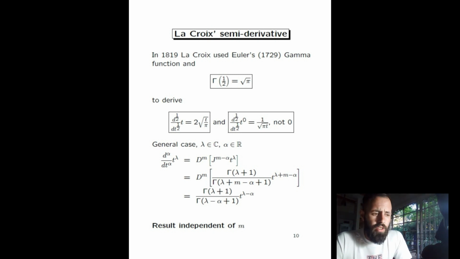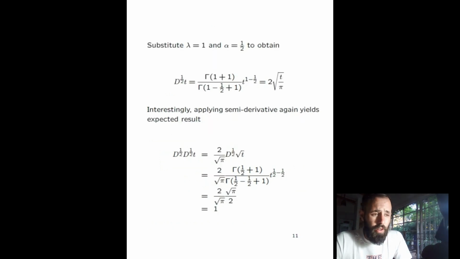Okay, so how he did this is by first considering the general case where alpha is a real number and lambda is a complex number, and he applied the alpha order derivative to a power function t to the lambda by using the Riemann-Liouville definition and quickly arriving at an interpolation formula. Notice that the result is independent of m, and so if you substitute 1 and alpha is a half, then you obtain the semi-derivative for c. Interestingly, applying the semi-derivative again, we obtain the expected result, the full derivative of t, which is 1.